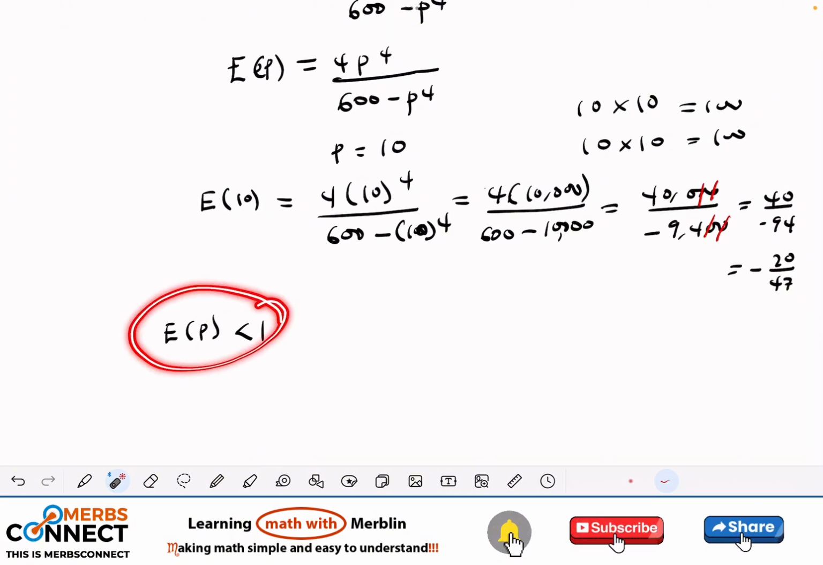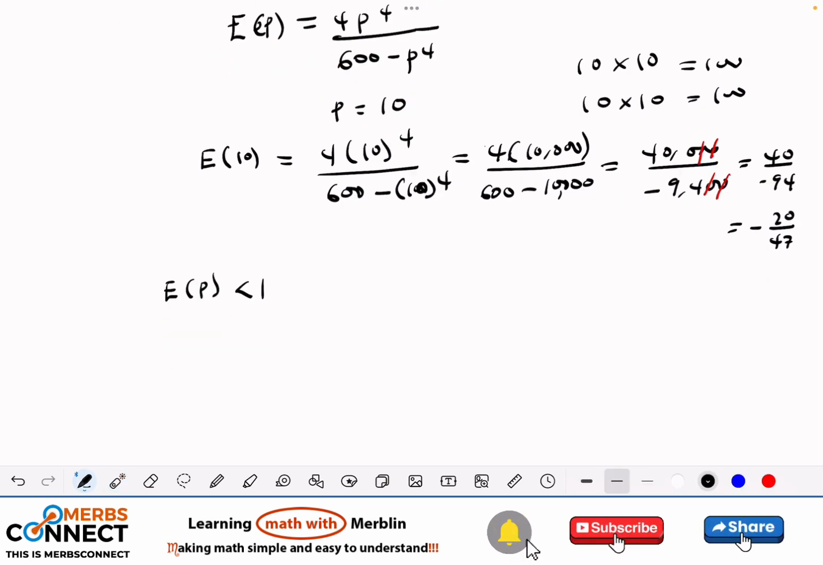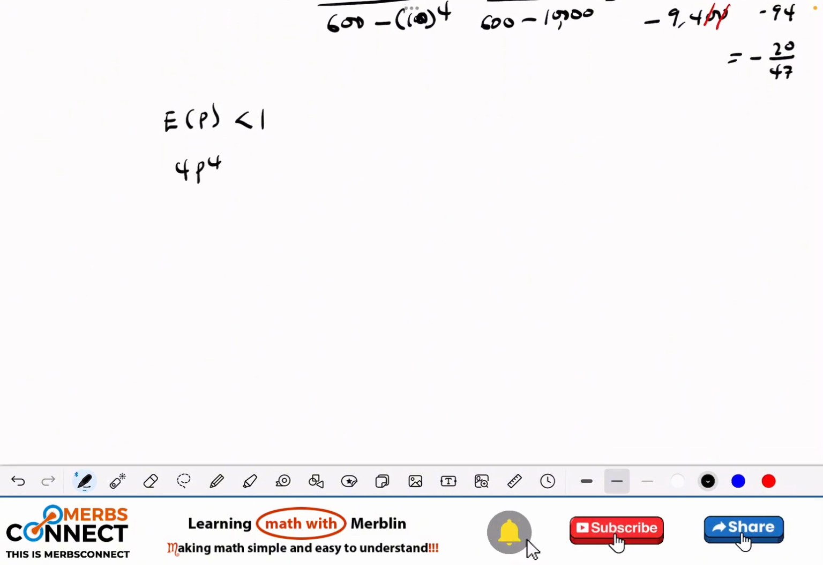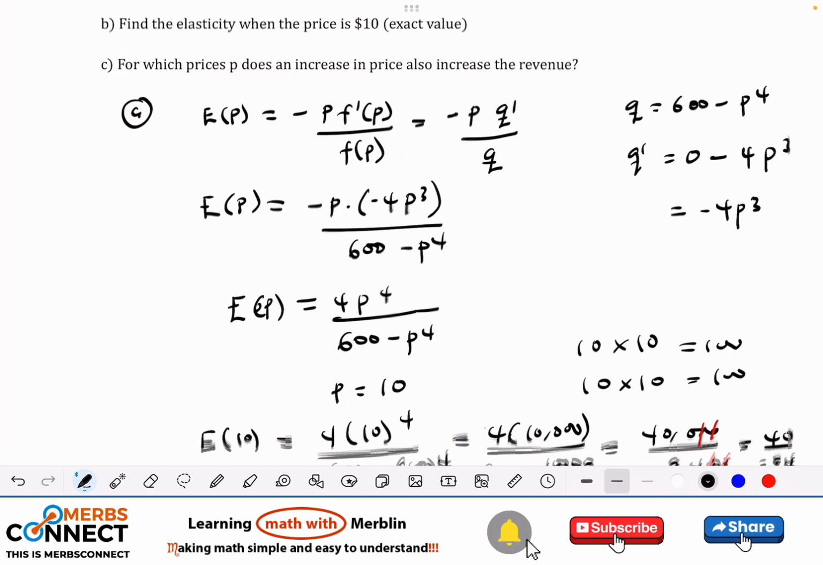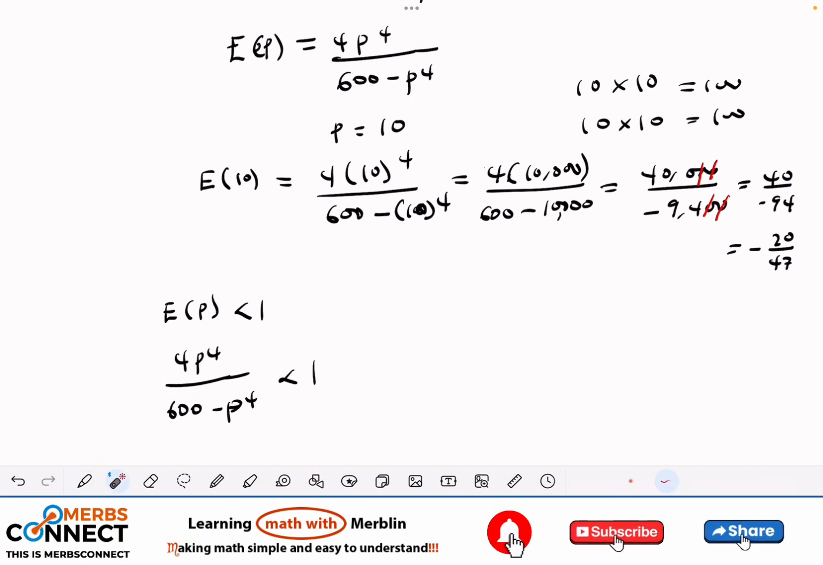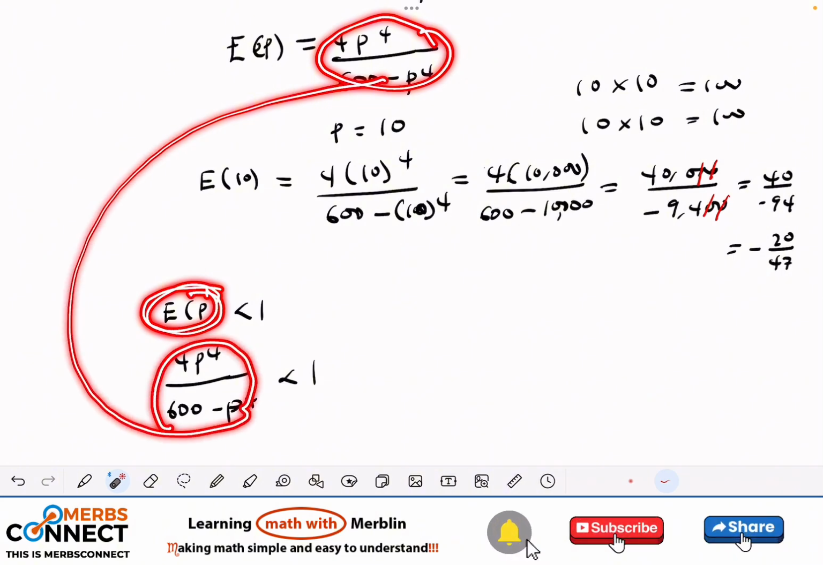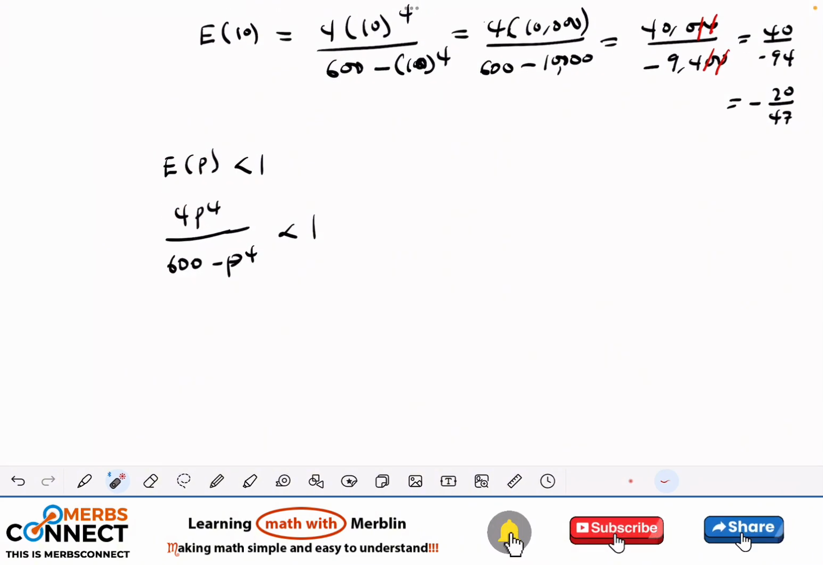So for us to solve this, we need to look for E of P. We've done the hard work already. E of P was equal to this, so I'm going to bring this one here. So I'm going to have 4P to the power 4 over 600 minus P to the power 4, then less than 1, right? So see what I did? I knew that an increase in price, which also increases the revenue, is this. Now I know this, we've done this one already, which is equal to this. So I'm going to replace it by this, then now find for P. So I'm now going to solve for P.